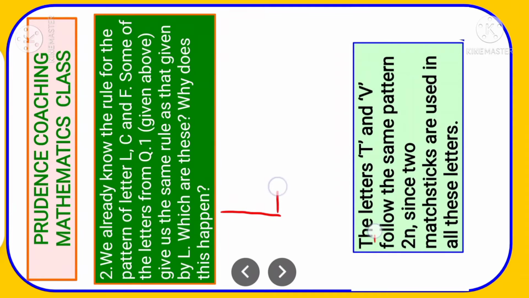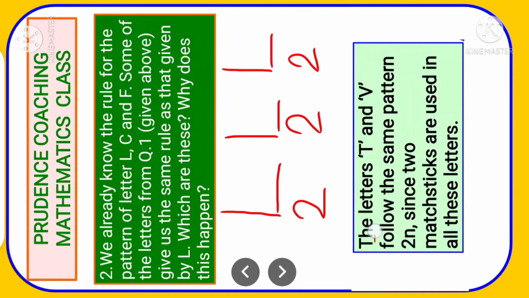As you can see, we need two matchsticks, this one and this one. So two matchsticks are needed for writing a single L. Similarly, if we write 3 L's, how many matchsticks will be required? Here 2, here also 2, here also 2. That means the number of matchsticks required for writing a single L is the same. That means it is constant. So 2 is constant, or 2 matchsticks are required every time for writing a single L. And as we are writing 3 L's, we will need 2 plus 2 plus 2, that is 6.